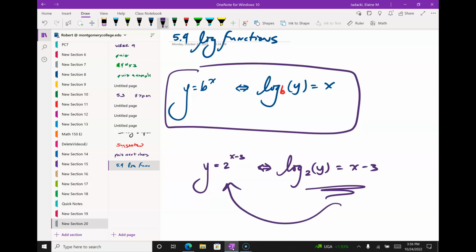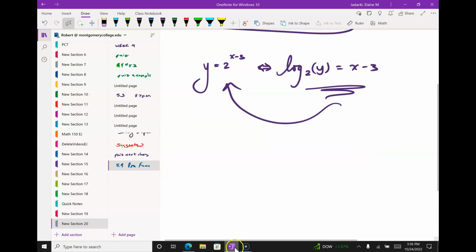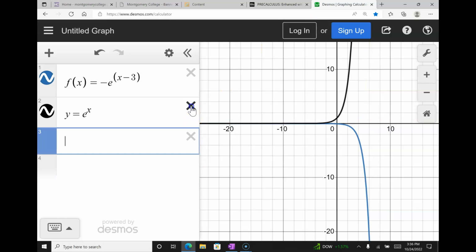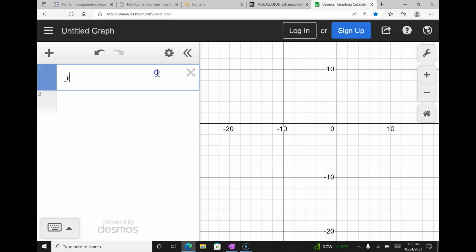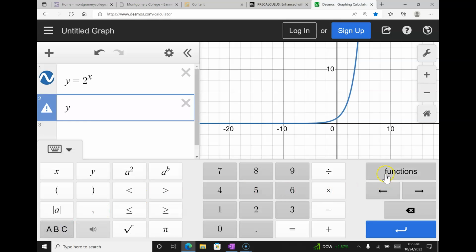So let me put these two into Desmos so you can see what happens. I've got to cheat this a little bit, so bear with me. I want to start with my first one, y equals 2 to the x, and I'm putting in y equals log base 2. Let me see if I can do this. I have to go down to this little toolbox down here and look at functions.